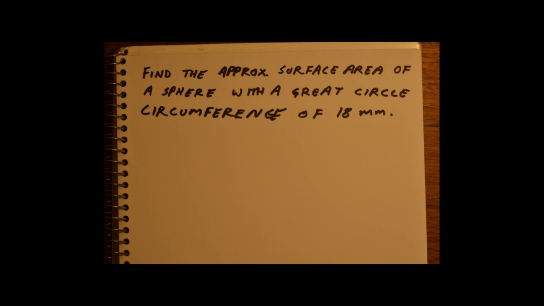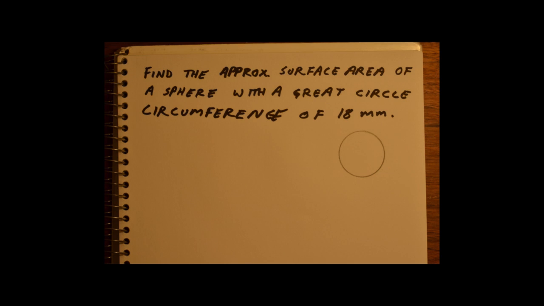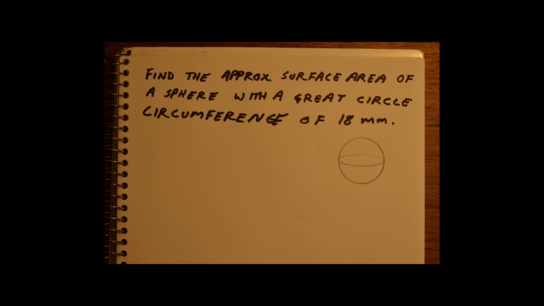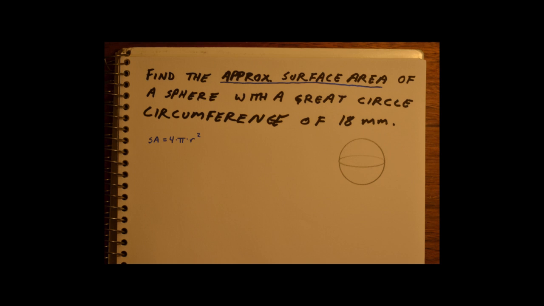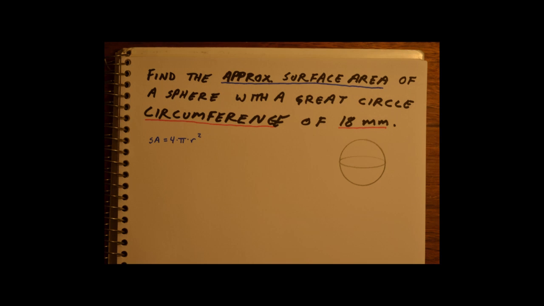It's sometimes helpful to sketch a sphere, which is a little bit difficult to do. What you can do is start by drawing a circle and then draw an oval or an ellipse as kind of a belt around that circle. Now, we want to find the approximate surface area, and so we're using 4 pi r squared. We know the circumference of the great circle, so that's 18. Sorry, not 18 pi.